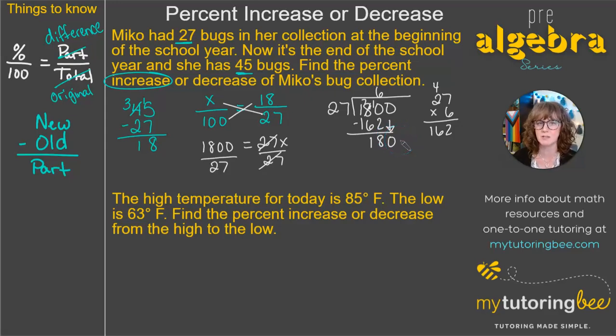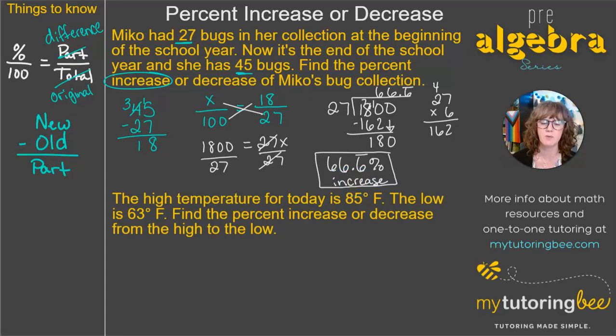So that means that this is going to be a repeating decimal. This goes in 6 times again into 180, and we're just going to continue getting 6. So I'm going to go ahead and put my decimal and 6 there, and put that bar over the 6 to show that it is a repeating 6. So our percentage here would be 66.6% increase.